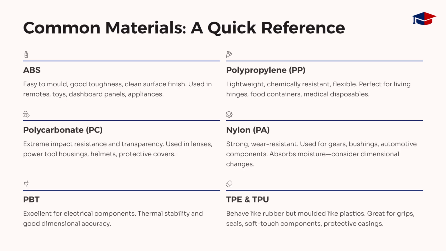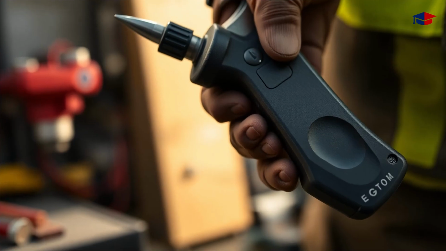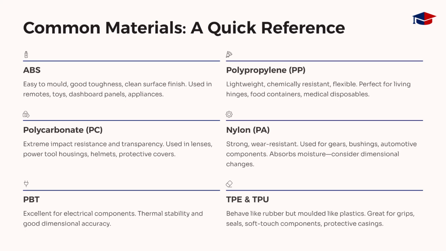PBT is excellent for electrical components because of its thermal stability and good dimensional accuracy. And then we have elastomeric materials like TPE and TPU, which behave like rubber but are molded like plastics, great for grips, seals, soft touch components, and protective casings where abrasion resistance or flexibility is important.